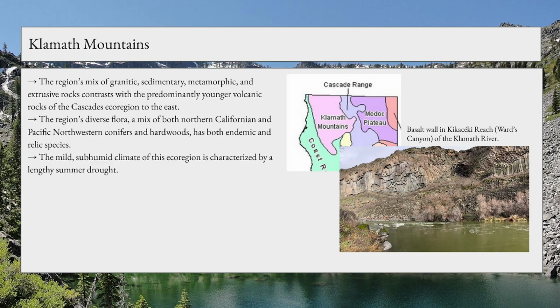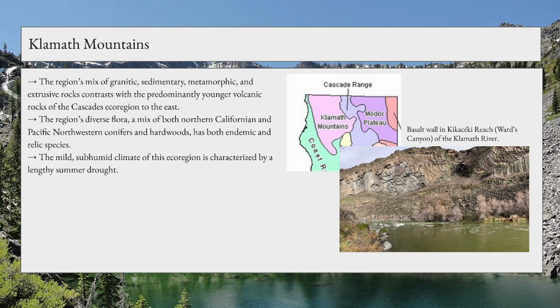So the Klamath Mountains are west of the Cascade Range, as you can see in the photo on the right. I just wanted to include kind of a map of where all these mountain ranges are because it can kind of get confusing. And it has a mix of granite, sedimentary, metamorphic, and extrusive rocks, which contrast with the younger volcanic rocks of the Cascades ecoregion to the east. And I included a picture of the different kinds of rock on the right, in Ward's Canyon of the Klamath River, which I think is really cool.